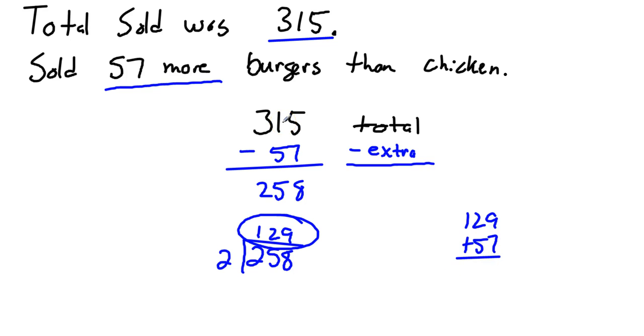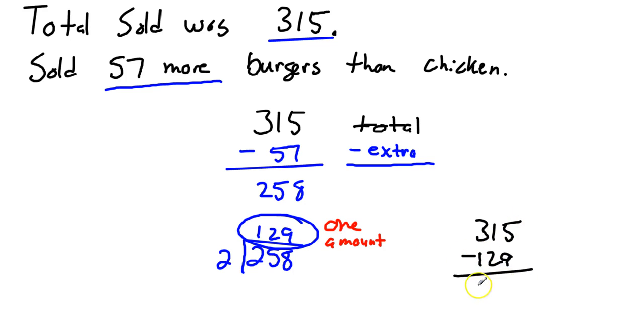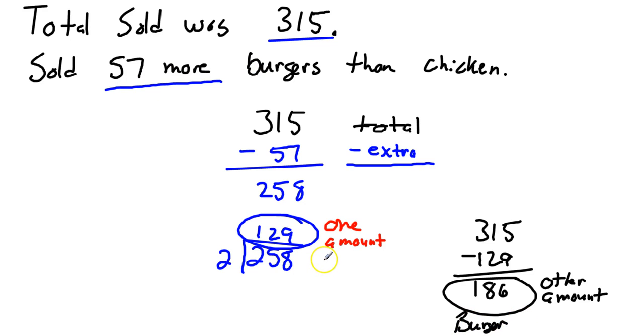Or again, you could just take the total of 315, take out the 129, and you've got the other amount you have here. So that might be the easier thing to do. So here's one amount. We don't know yet whether that's the chicken or the burgers. But if we know there was 315 total, take out this one amount. There you go. You got 186. So here's the other amount. And since there was 57 more burgers, that's your burgers and that's your chicken.